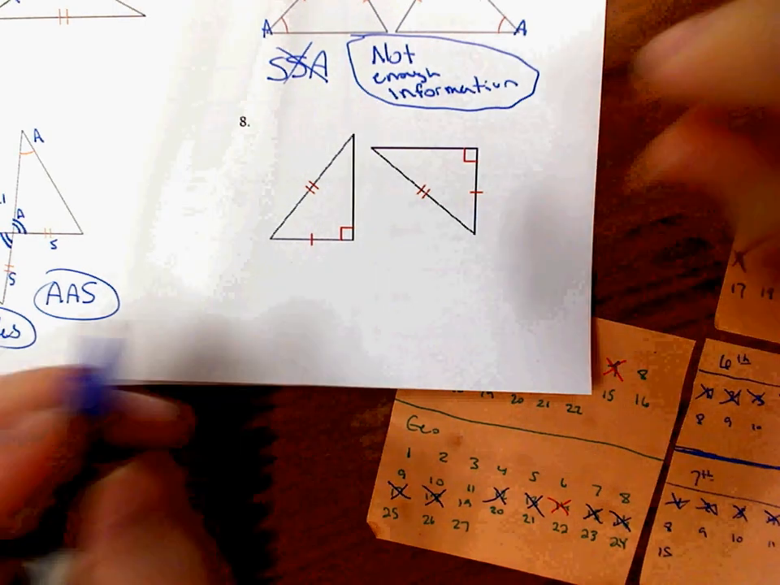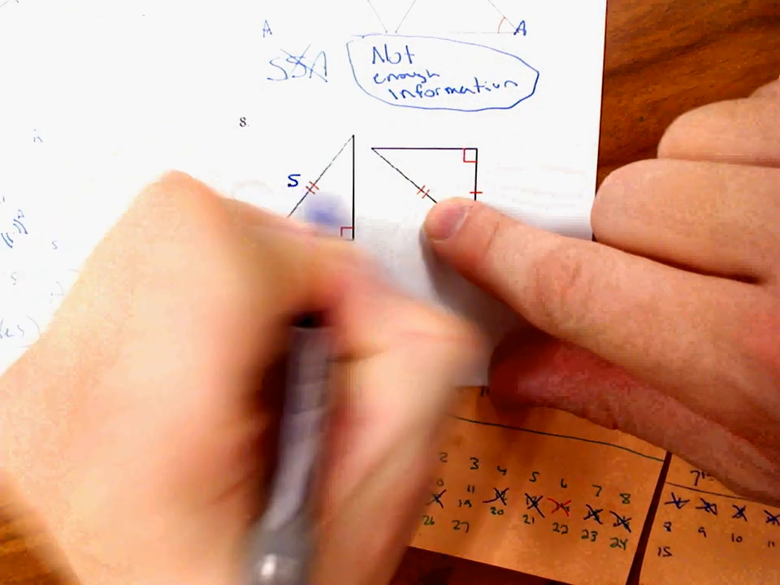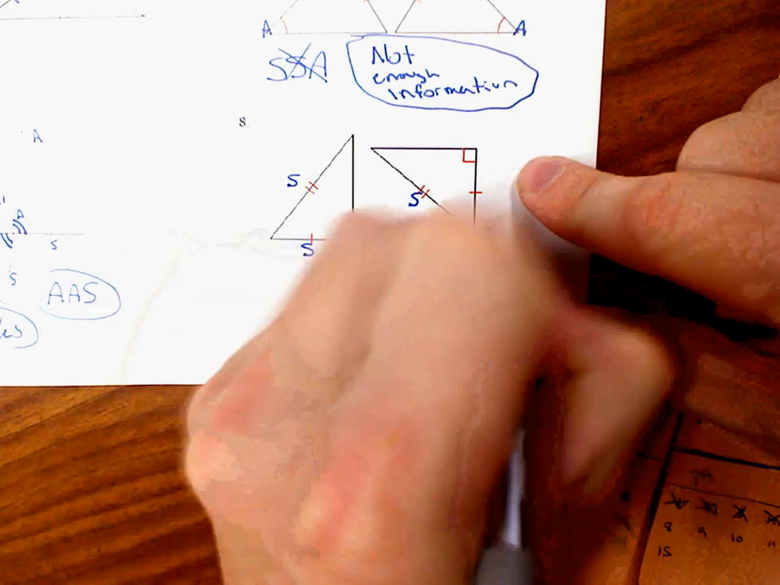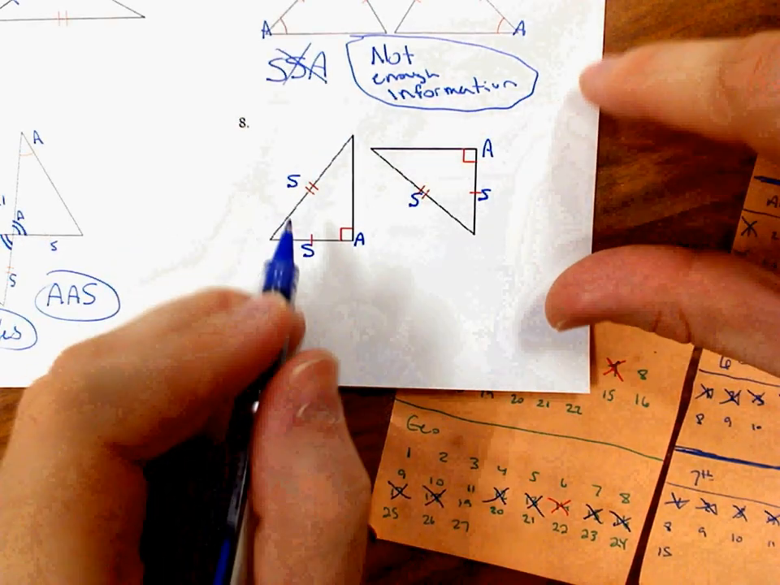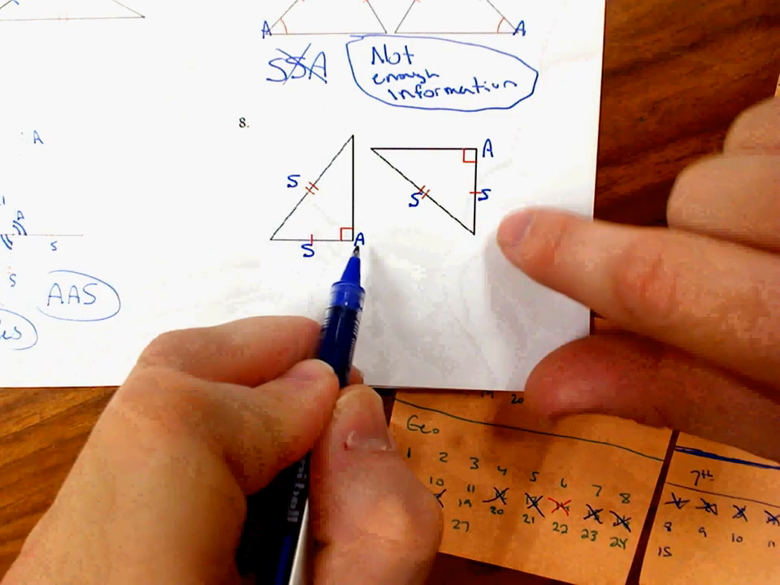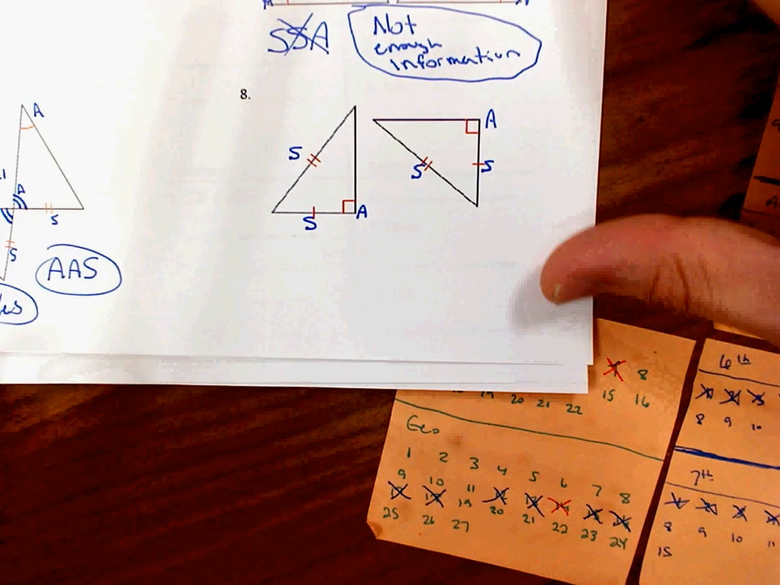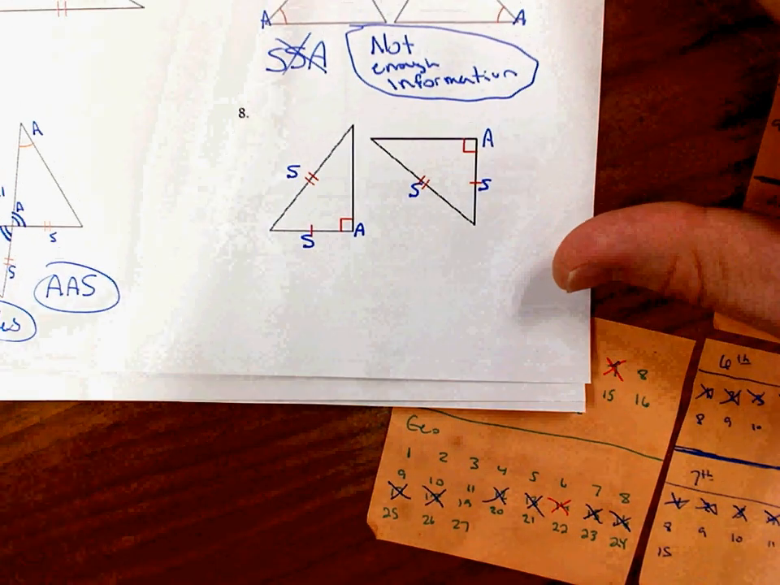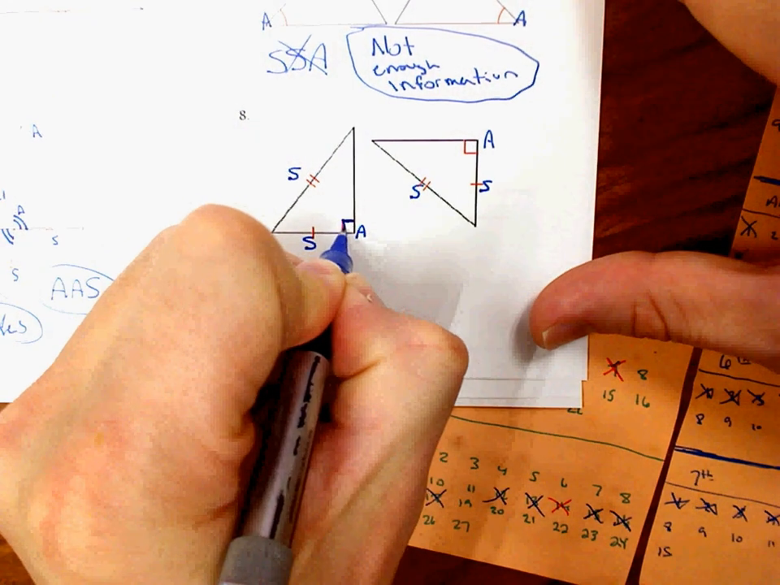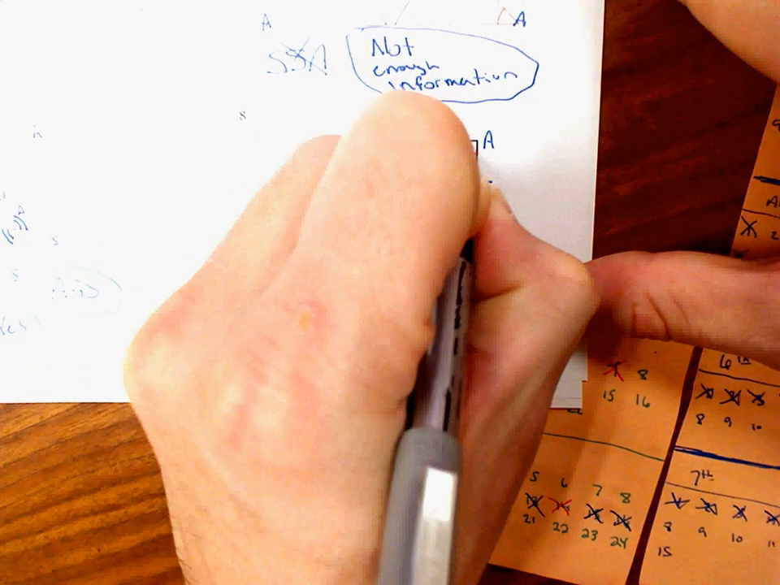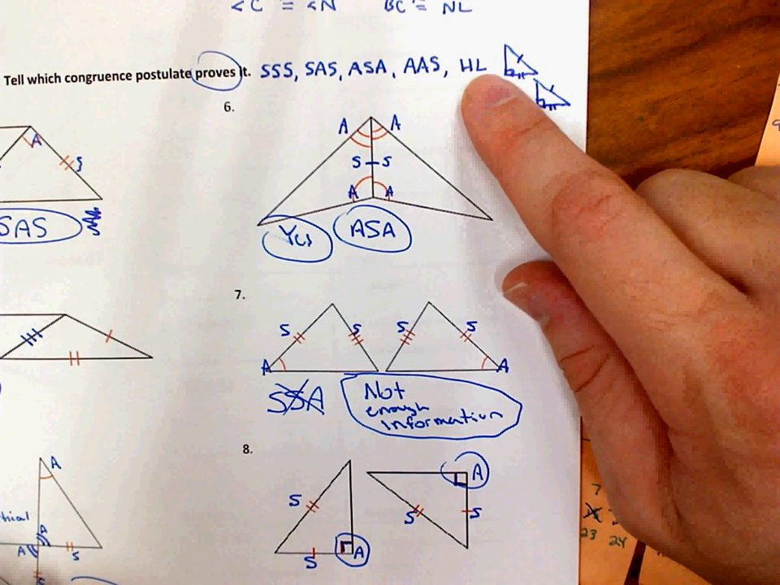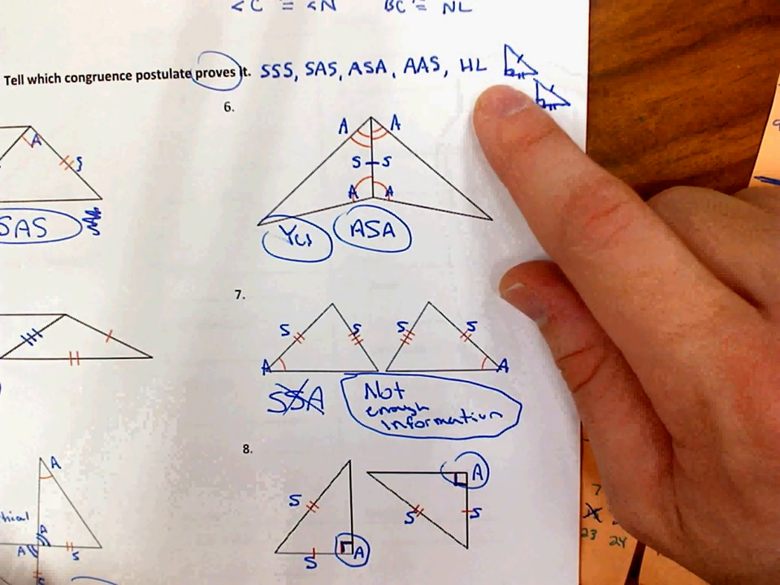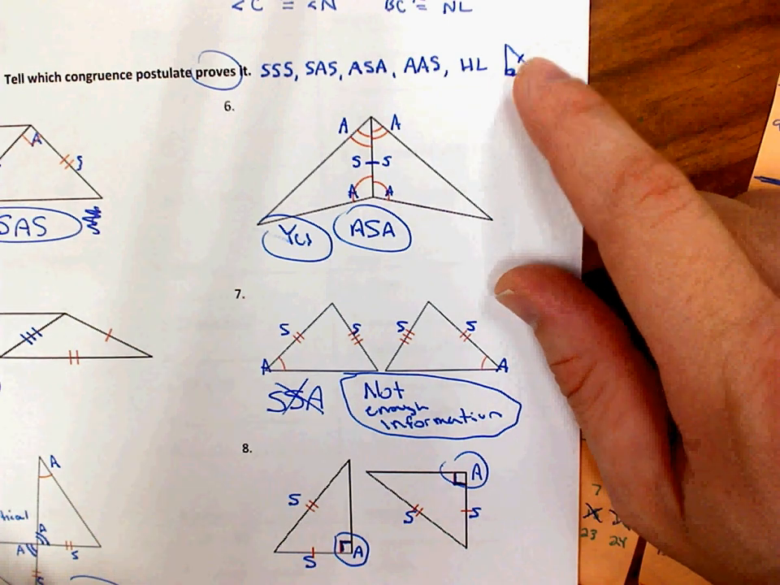And then finally, number 8. I've got a side that matches this side, another side that matches this side, and an angle that matches this angle. Now, on surface level, it looks like SSA, which we just said doesn't work. It's not enough information. But we have to pay attention to the fact that this is a right angle. And because it's a right angle, we've got this special fifth postulate that's only for right angles. If we have the hypotenuse and the leg, we're good.